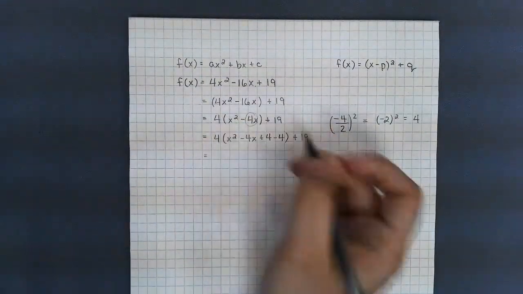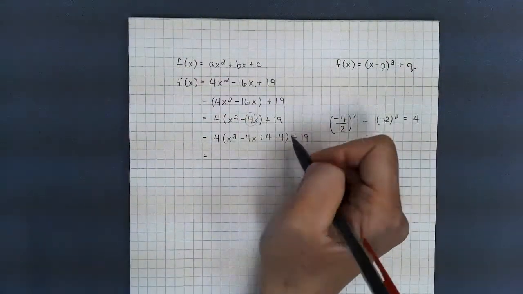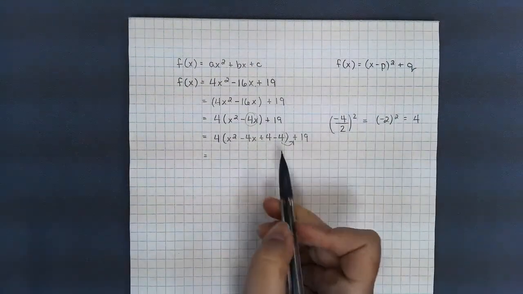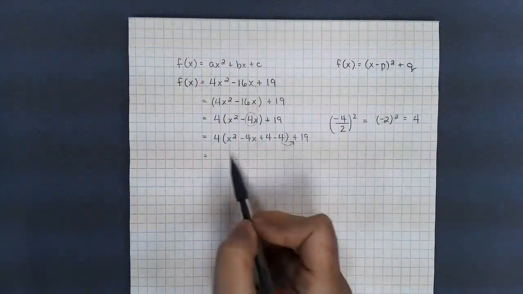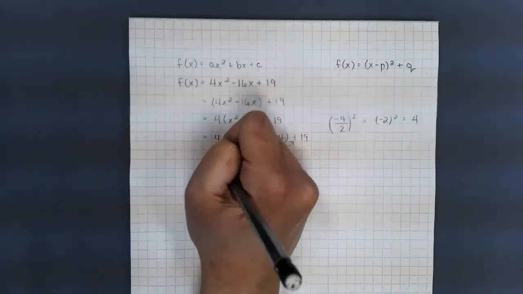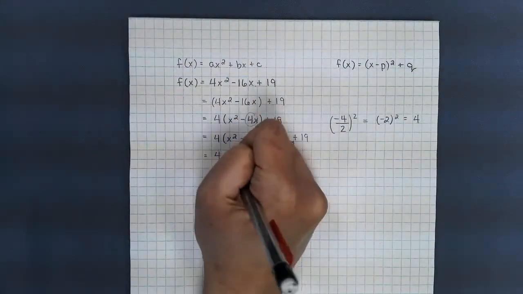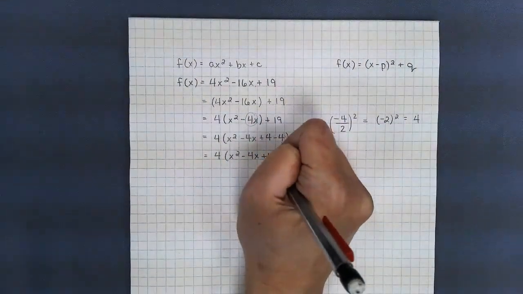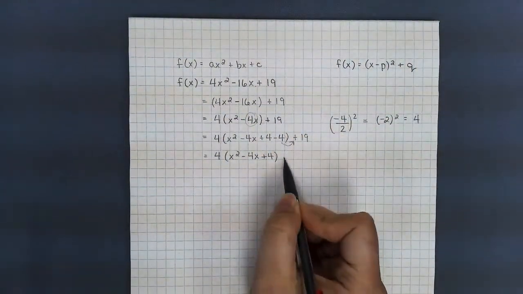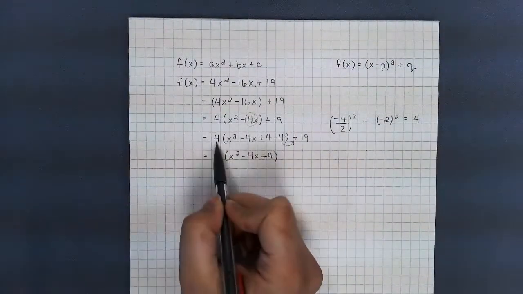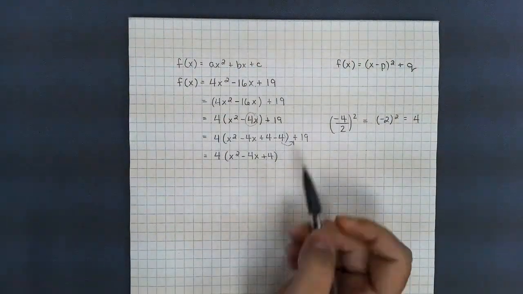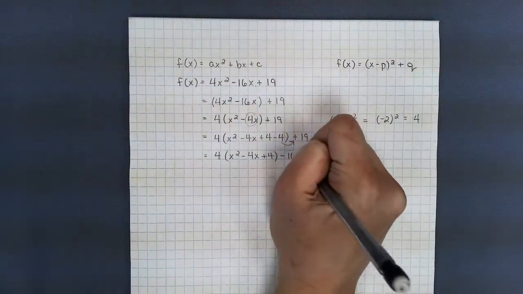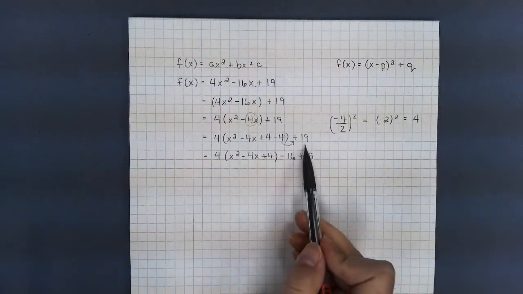So now, the next thing I'm going to do is take this negative 4 outside of the brackets because I don't need it to create my factored version of this polynomial. So I'm going to have a 4 out front. I have x squared minus 4x plus 4, and I want to take the negative 4 outside of the brackets. But if I take it outside of the brackets, I need to remember to multiply by that coefficient. So negative 4 times positive 4 is negative 16, and then I still have the positive 19 hanging out right there.